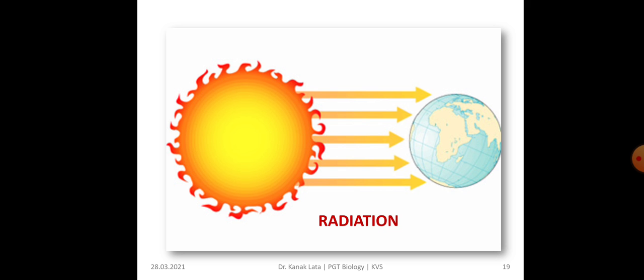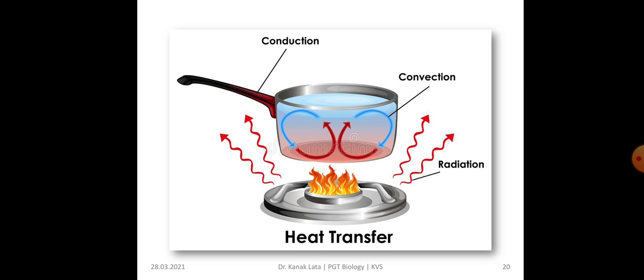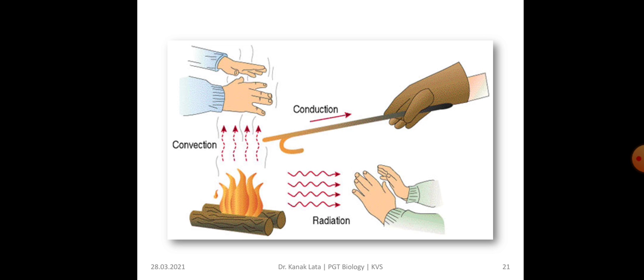Here you can see in the figure that the sun radiates heat to the earth. Here also heat is transferred by all the means: radiation, convection and conduction. Solid, liquid and without any medium. Here also conduction, radiation and convection. Convection by air, conduction by that rod, and radiation from the fire without any medium.